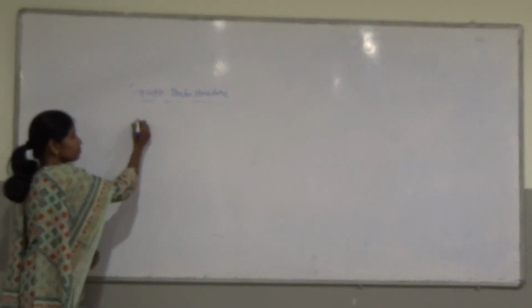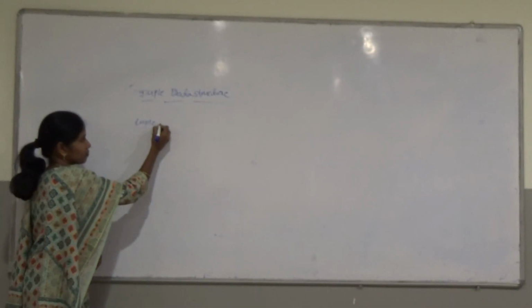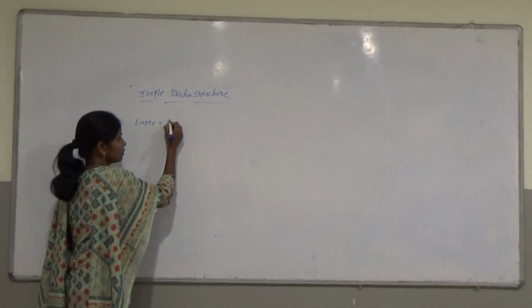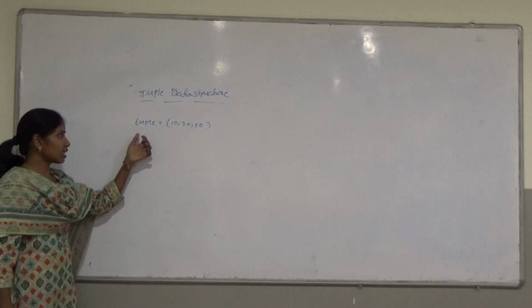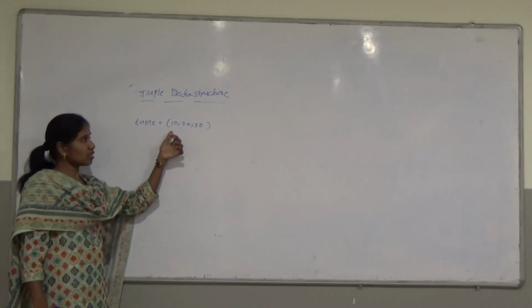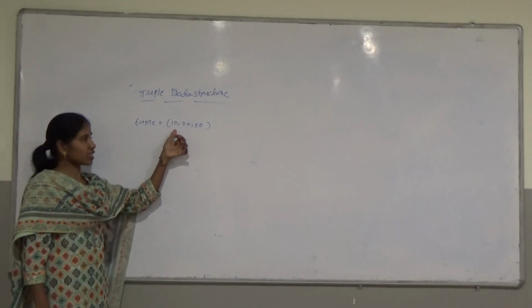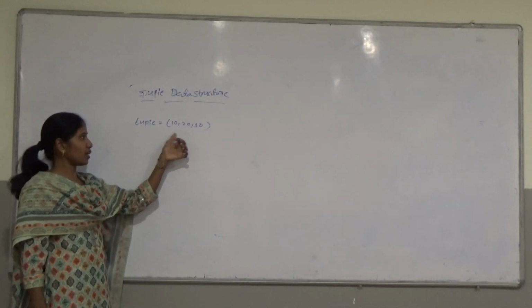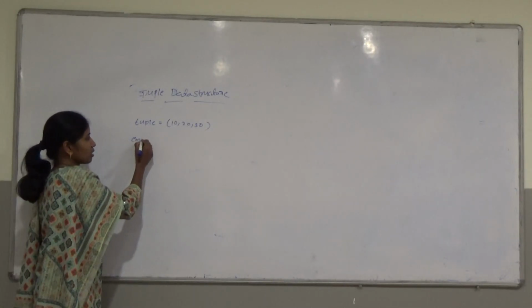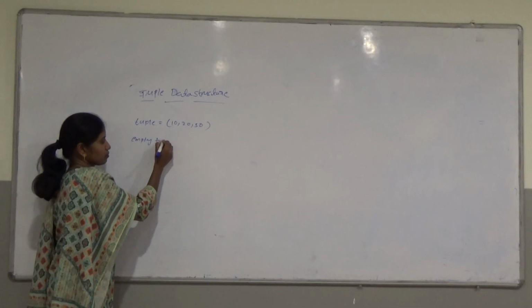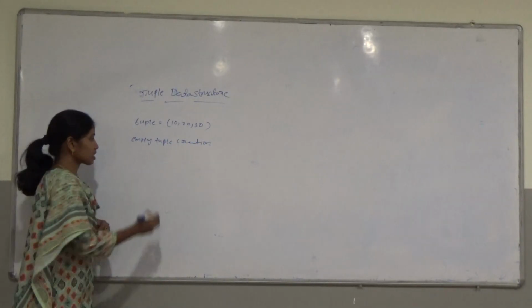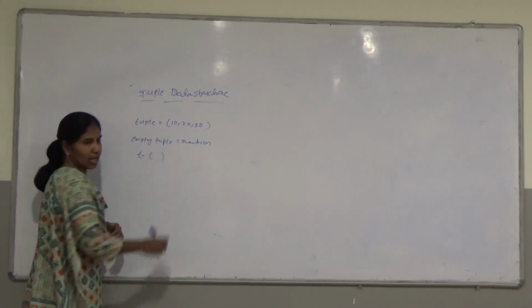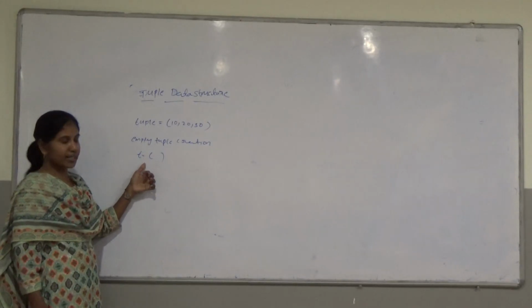For example, t = 10, 20, 30. Here the parenthesis is optional. Each element is separated with a comma. For example, empty tuple creation: t = (), within the parenthesis no element.